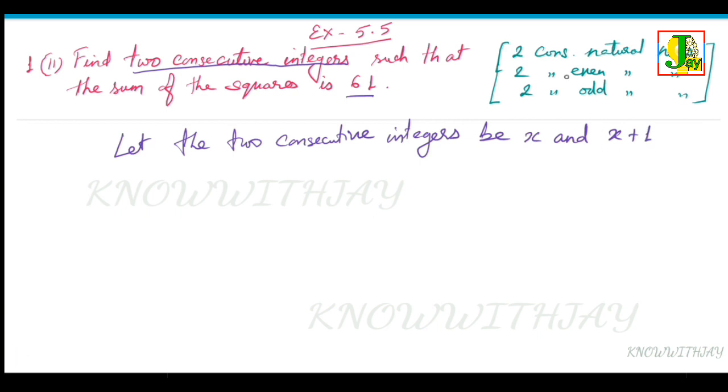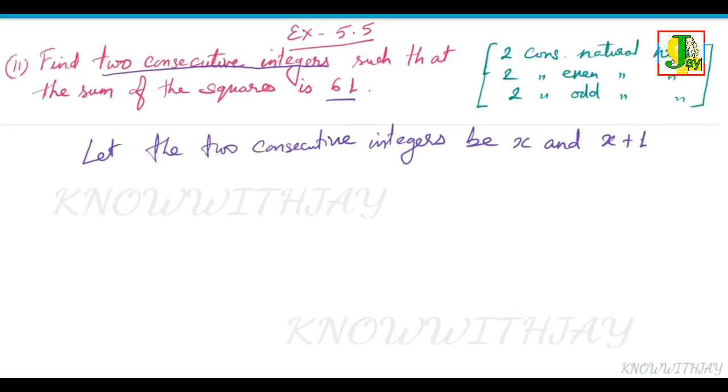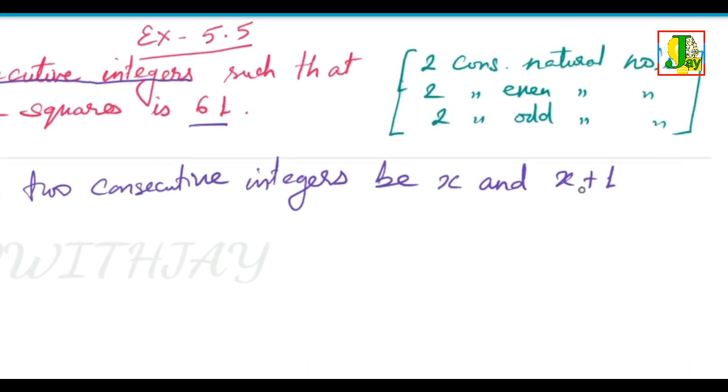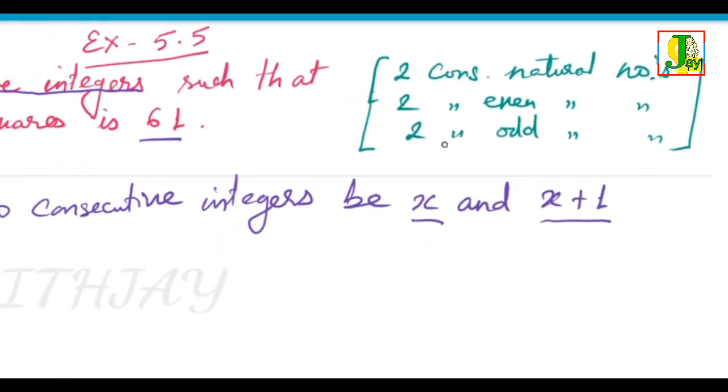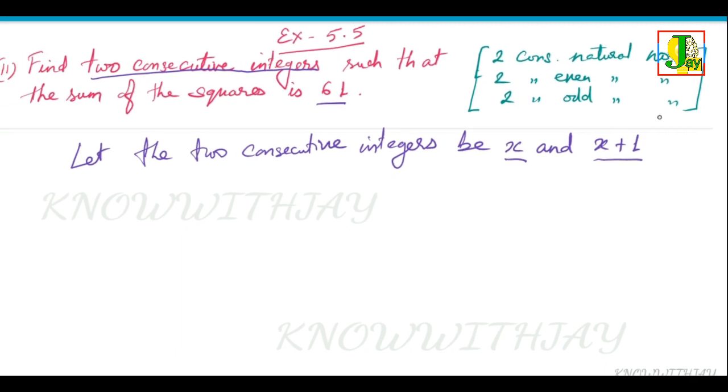Now there may be different types of questions like two consecutive natural numbers. You will choose the same thing. Two consecutive even natural numbers. Now when you have even natural numbers, then consecutive even numbers are at a gap of one number. So if the first number is x, then the next number would be x plus 2, and the same applies for consecutive odd natural numbers too.